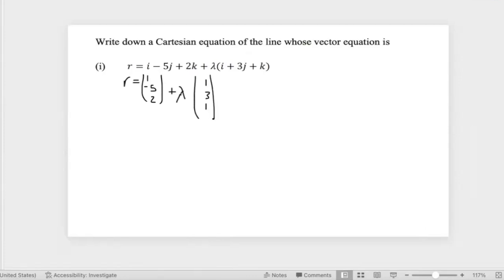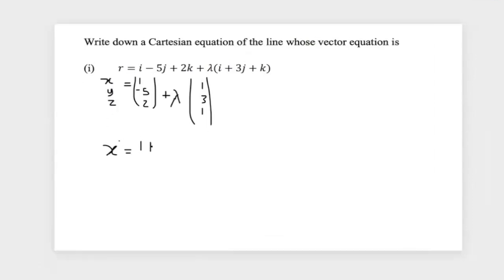Then we proceed to get the Cartesian equation. So after having it in column form, the parametric equation would be that we replace r to be x, y, and z. So that means we will have the first to be x equal 1 plus lambda. The second would be y equal minus 5 plus 3 lambda. And then the third would be z equal 2 plus lambda.